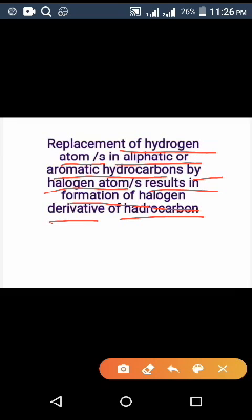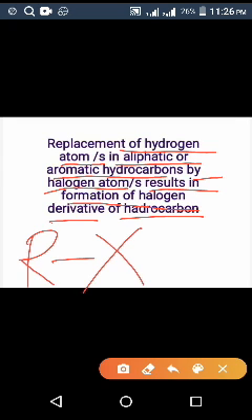Generally, we represent it as RX. R means any aliphatic or aromatic hydrocarbon. X is the halide group. This halide is the functional group. What is meant by functional group? It is the part of an organic molecule which undergoes change as a result of reaction. X may be fluorine, chlorine, bromine or iodine.